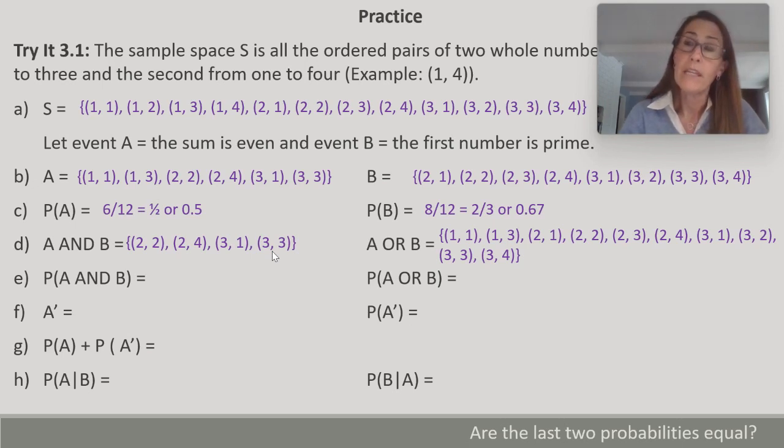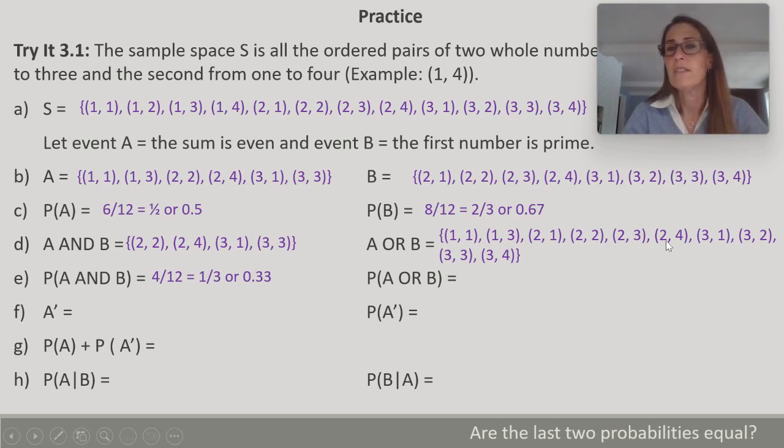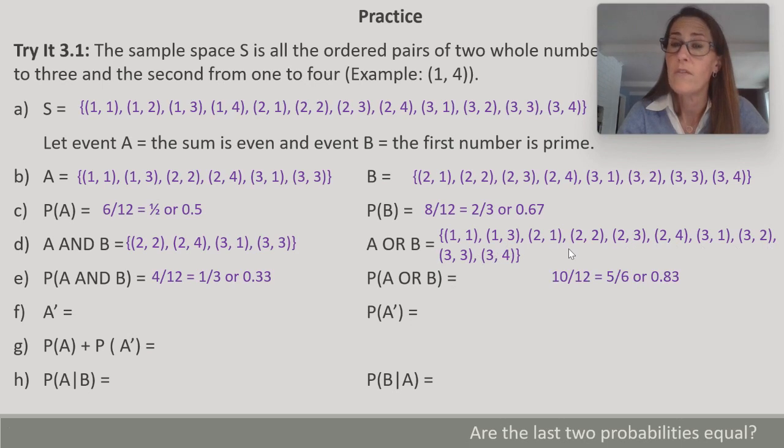And then the probability of A and B. So A and B had 4 outcomes out of the total 12. So that reduces to 1/3, or 0.33. A or B had 1, 2, 3, 4, 5, 6, 7, 8, 9, 10 out of the 12. So the probability is 10/12, which reduces to 5/6, or 0.83.